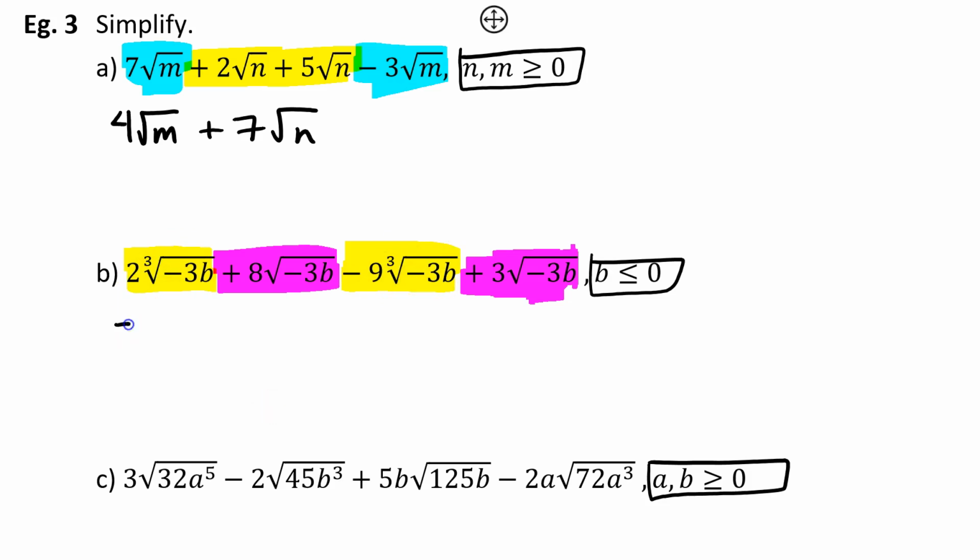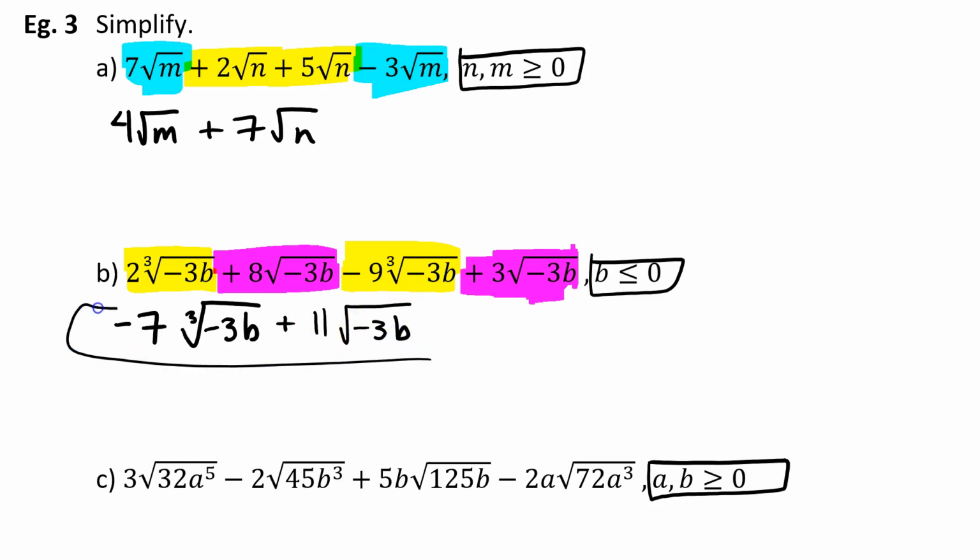So I'm going to get negative 7 times the cubed root of negative 3b. And I have 8 of this quantity, and I want to add 3 to it, so that is plus 11 times the square root of negative 3b. Done. And we can't simplify it any further, though we would like to. There are similar things about it, but that's as best as we can do because the indices are different.